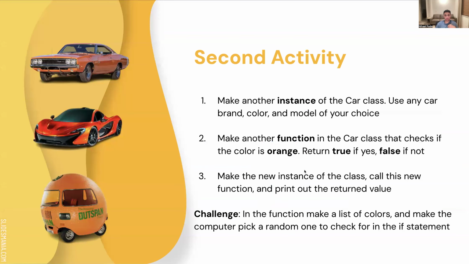Alright, now let's do a second activity. Make another instance of the car class. Use any car brand, color, and model of your choice. Then make another function in the car class that checks if the color is orange. Return true if yes and false if not. Make the new instance of the class. Call this new function and print out the return value. And a challenge: in the function, make a list of colors and make the computer pick a random one to check for in the if statement. Pause the video and try that out.